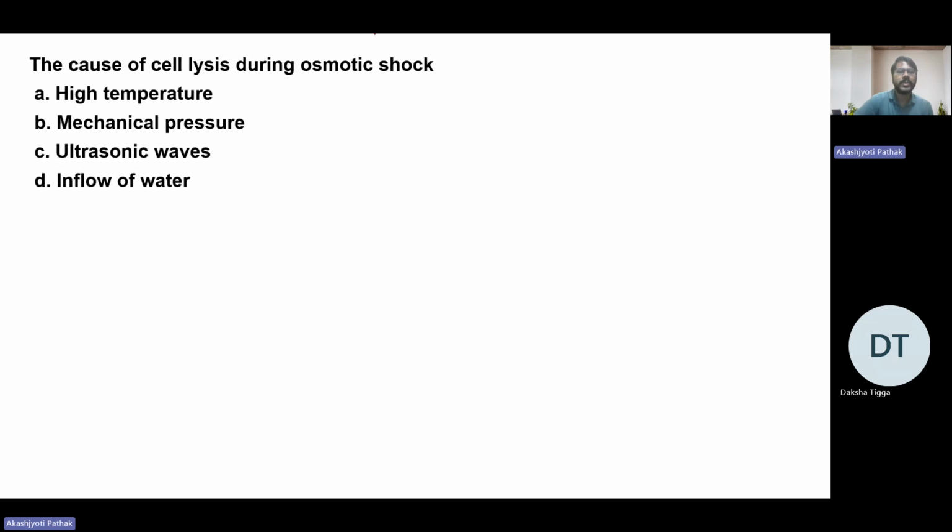Okay, so now answer these questions. What is the cause of cell lysis during osmotic shock? What is happening? There is inflow of water, isn't it? So you place your cell in a hypotonic medium, and inside the cell there is a very high concentration of salt compared to the salt concentration in the surrounding media. So water will move inside the cell and it will lyse the cell.